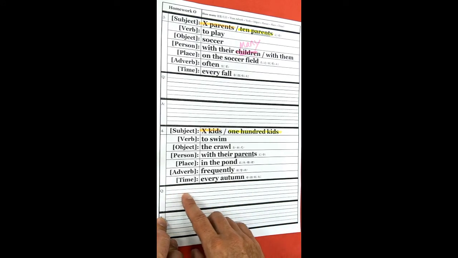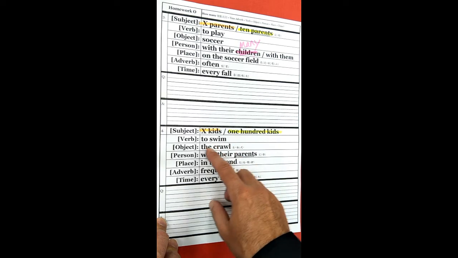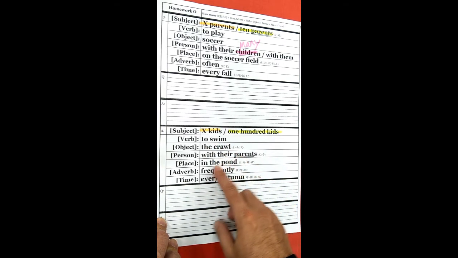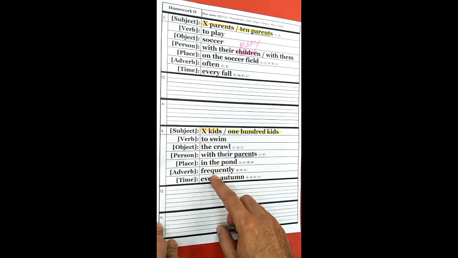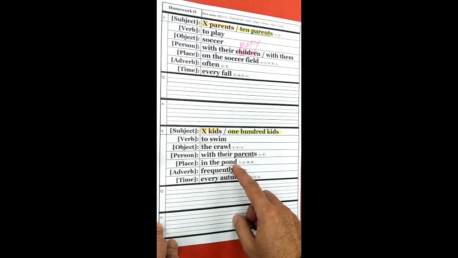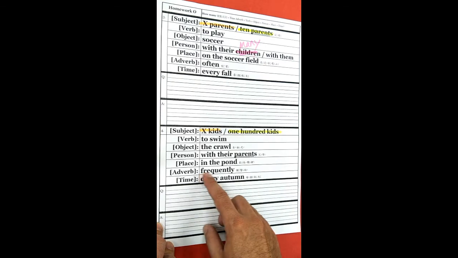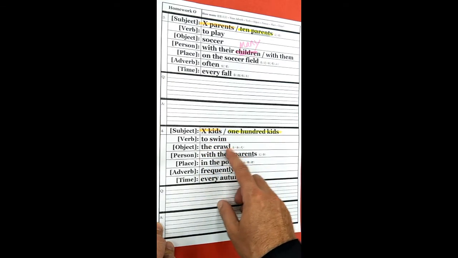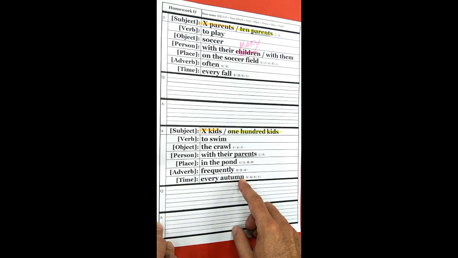Question. How many kids frequently swim the crawl with their parents in the pond every autumn? Answer. 100 kids frequently swim the crawl with their parents in the pond every autumn.